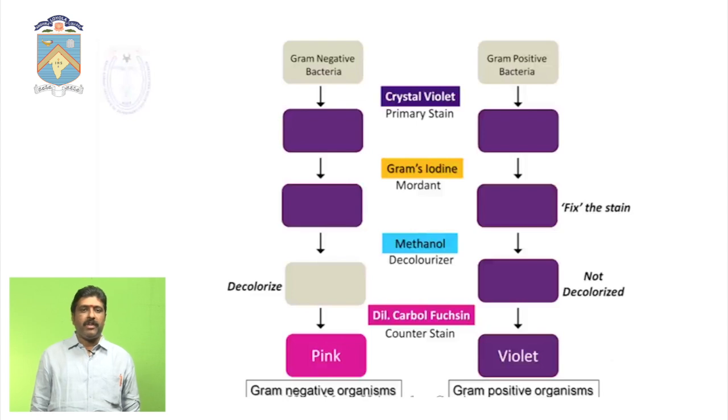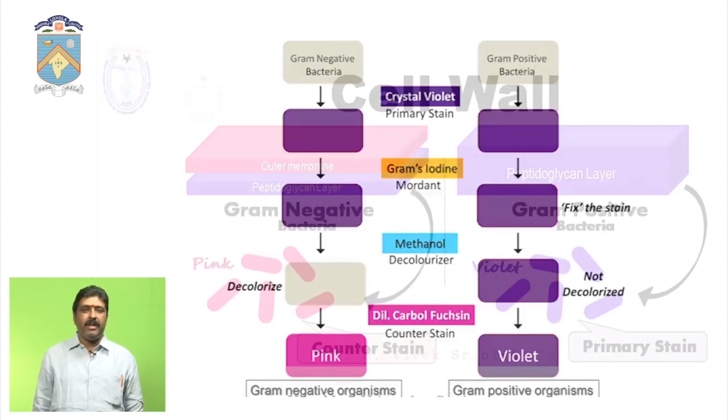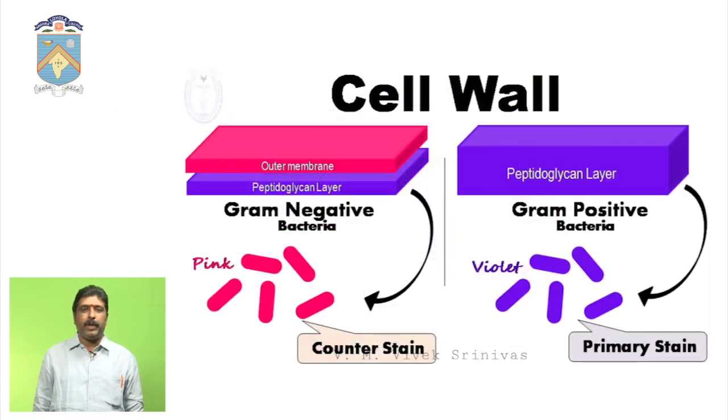Coming to the interpretation of the result, gram positive appears in one color and gram negative in another. Gram positive appears purple and gram negative appears pink under the microscope. The mechanism is the cell wall composition of gram positive and gram negative bacteria. The cell wall of gram positive bacteria is made up of a peptidoglycan layer, which is very thick and does not allow the other stains inside the cell. The gram negative bacteria are made up of lipopolysaccharides. These lipids are easily soluble in alcohol.